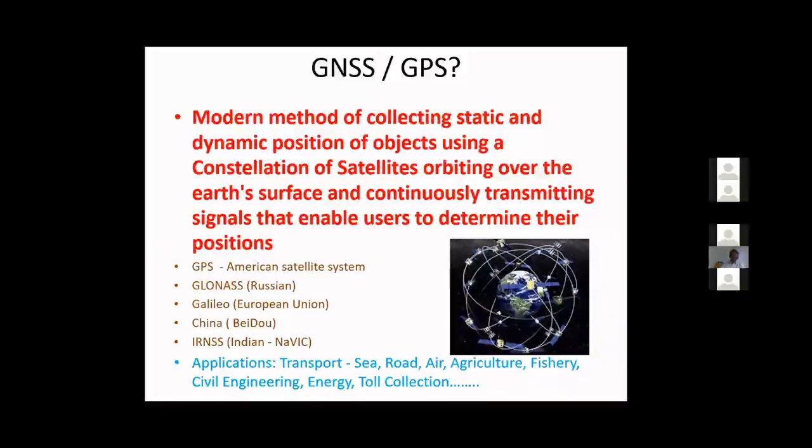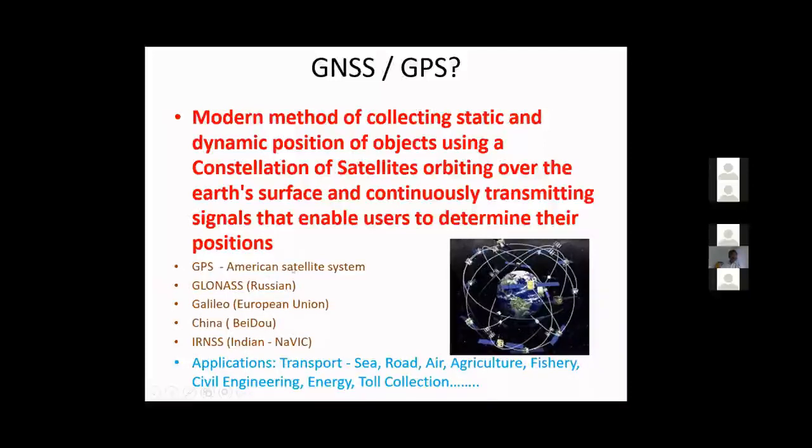So it's a modern method of collecting the static and dynamic position of objects using a constellation of satellites orbiting over the Earth's surface, and continuously transmitting the signals that enable the user to determine the position, because now we are using the atomic clock. So in each satellite, you have the atomic clock, and for identifying the position of a particular place or object, you need to have 3, 4, 5 satellite positions, and then depending upon the time difference in data collection, or the height is measured, and then their position is defined.